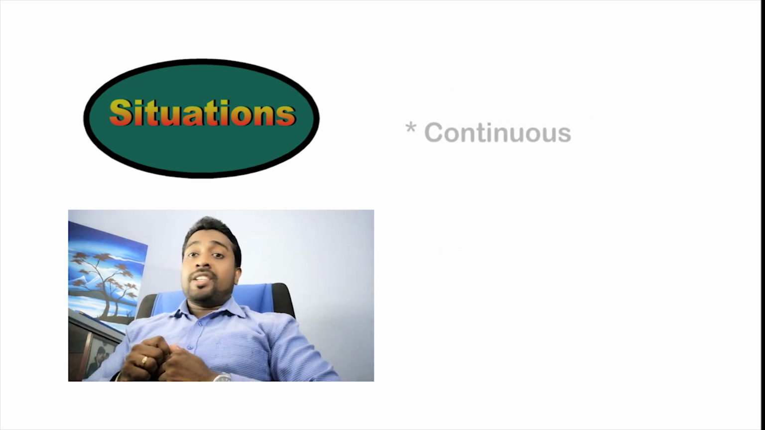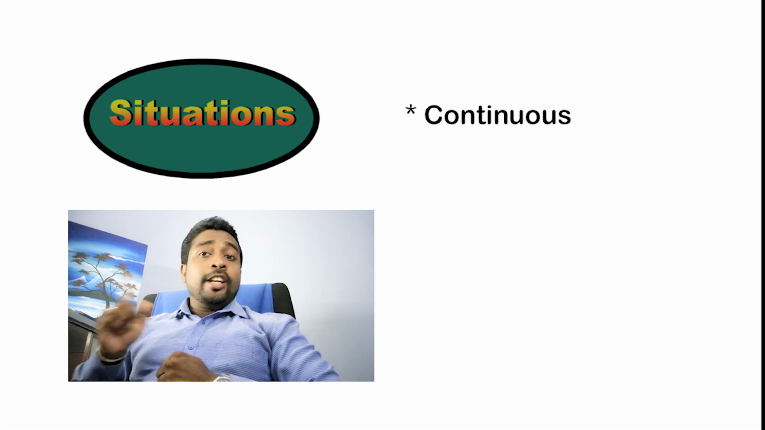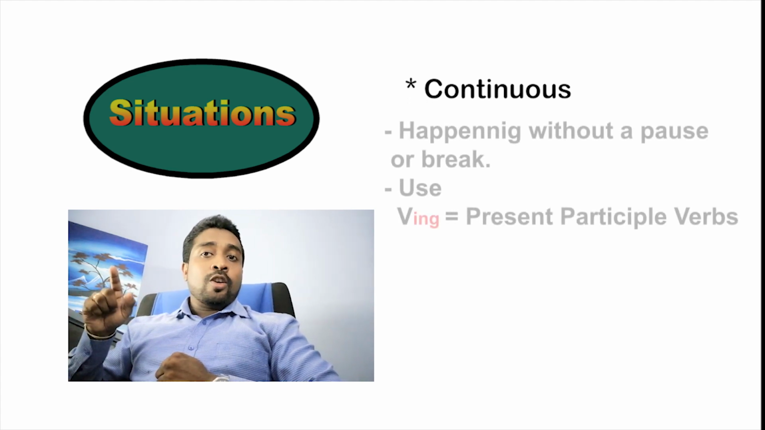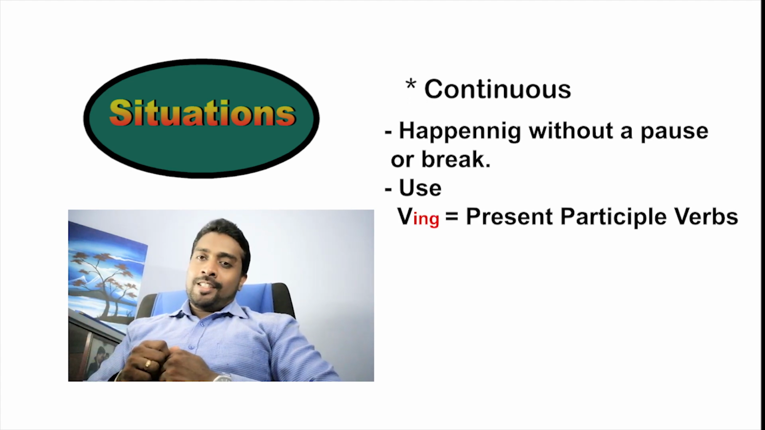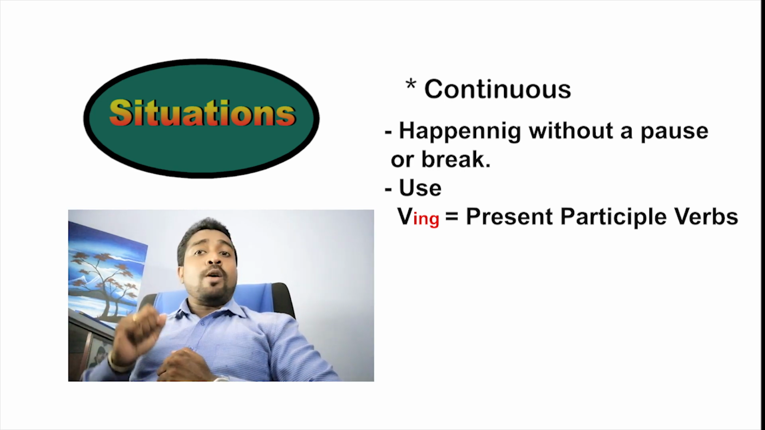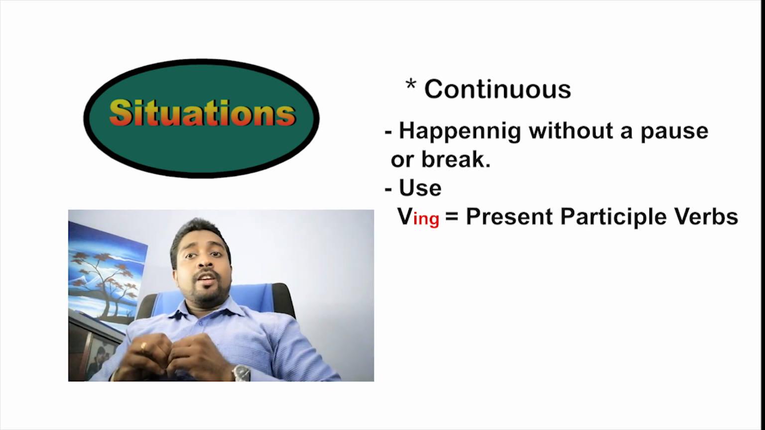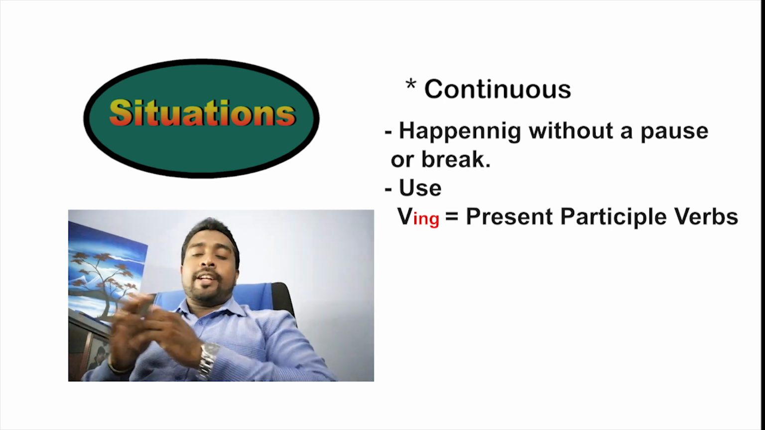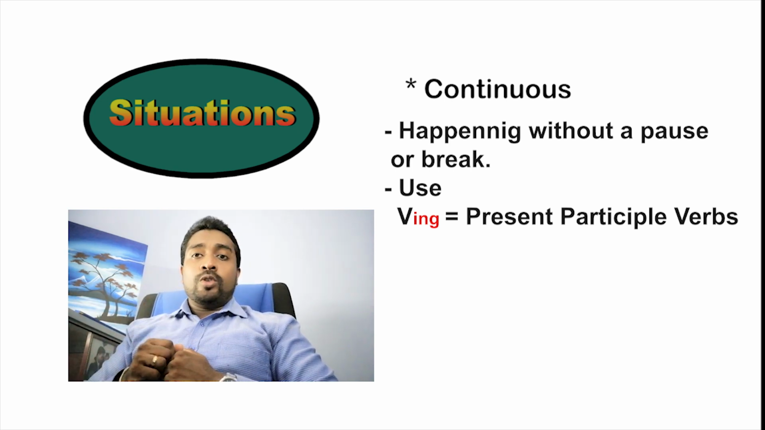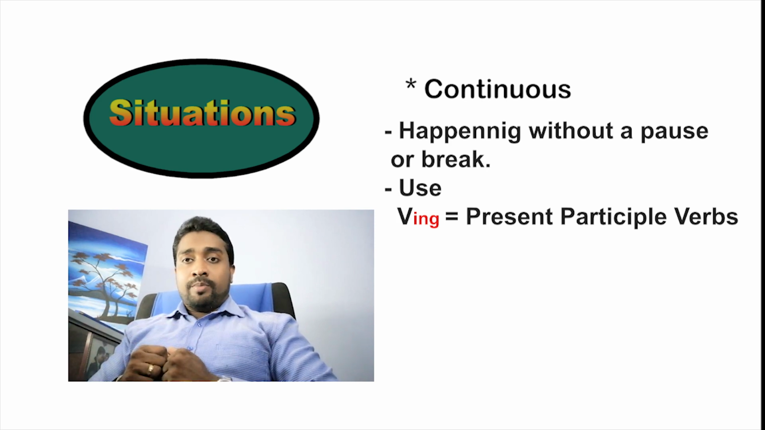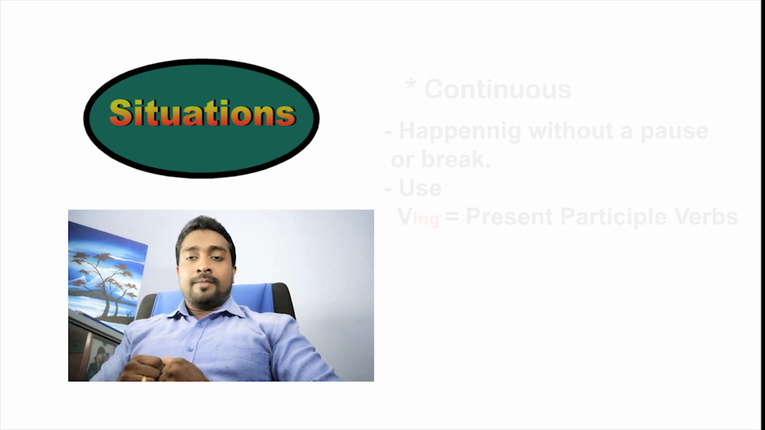The next situation is continuous. Continuous means still happening or still going on. Continuous situations tell about the actions which are happening without a pause or break. We have to use the ing form of main verbs, or present participle verbs, in this type of sentences.